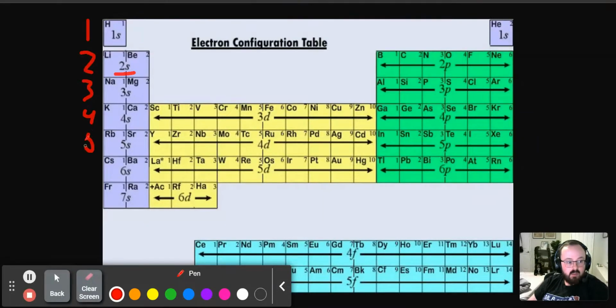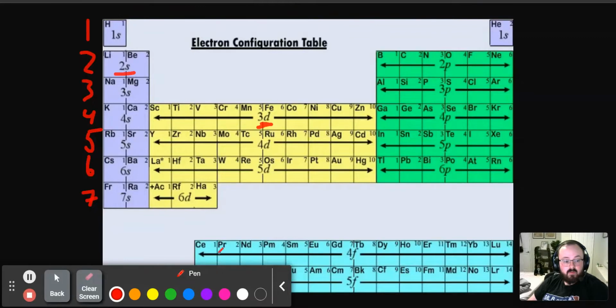I'm going to put the periods up here at the side just to show you as well that here we're in period 2. Lithium starts with the 2s. Period 3, 3s. Period 4, 4s. Period 5, 5s. The d orbitals, we start at d. 3d is going to be in period 4.